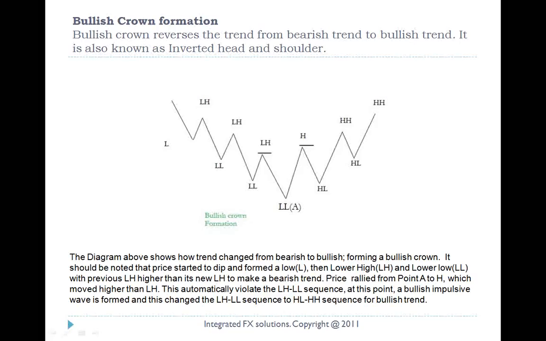Once the last resistance, that's the lower high, is taken out, a good trader will be anticipating a possible trend reversal. So a good trader will have been anticipating a possible trend reversal from bearish to bullish, and from that point price will be making a higher high and a higher low.